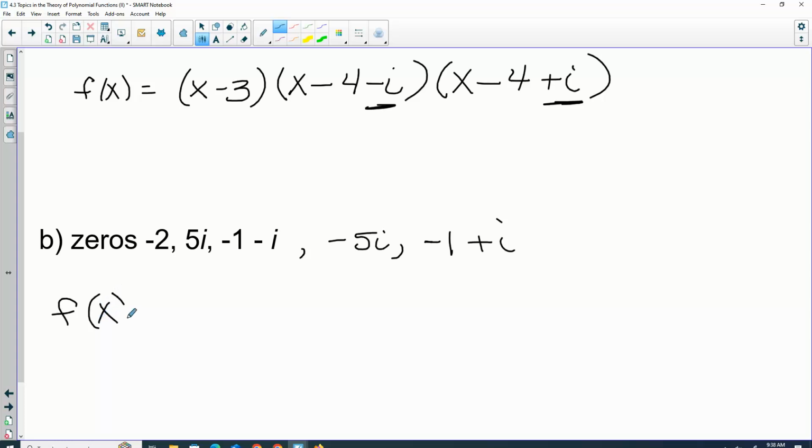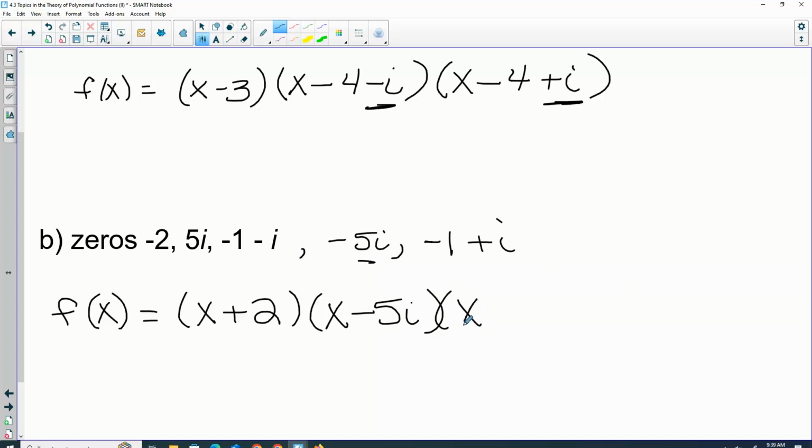So if I'm writing a polynomial, I have 5 parentheses. Negative 2, if that's my 0, what goes in my parentheses? If 5i is my 0, that would be x minus 5i. Let's go ahead and do the negative 5i. If negative 5i is a 0, then it would be x plus 5i. So it's just the sign on the i that changes.